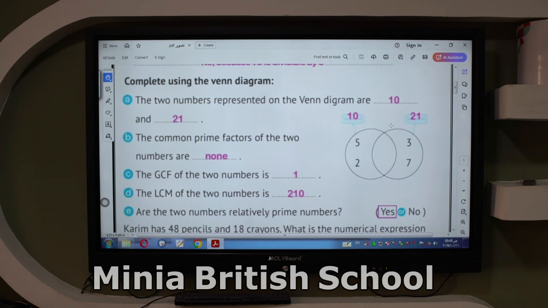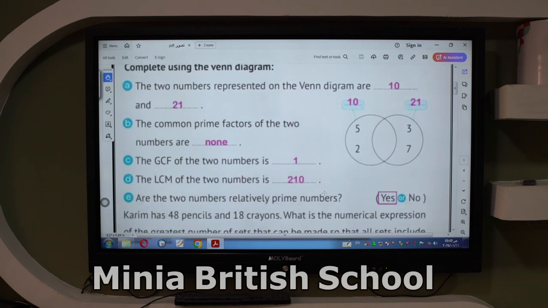To know the second number, hide the first circle, and in the second circle I have 3 and 7. 3 times 7 equals 21. Then the two numbers are 10 and 21. The common prime factors, we put it here in the common area. I don't have any numbers in the common area, then I don't have any common prime factors. Then GCF equals 1. Okay, LCM of the two numbers equal 2 times 5 times 3 times 7 equals 210.